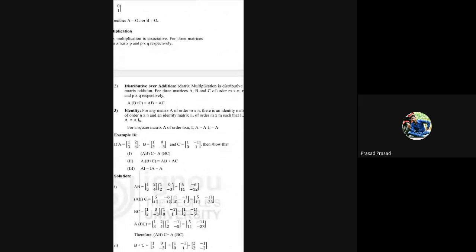Then properties, you see, associativity. As per the equation, A into B in bracket into C is equal to A into B into C. Distributive over addition, that is A into B plus C, if it is given, can be distributed in this way, that is A into B plus A into C. Then identity matrix: A is equal to A into identity matrix. Okay. Some examples are there from your study material. Go through it. Then come to transpose.